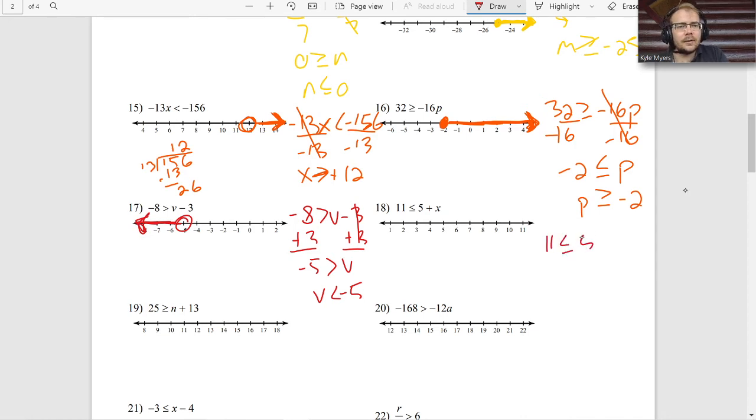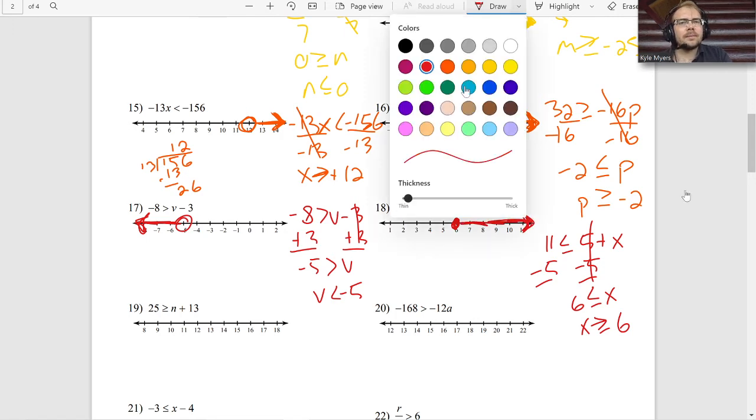11 less than or equal to 5 plus x. Subtract 5 on both sides. X is right there, and that would be 6, and then I need to flip it around again. So x is greater than or equal to positive 6. Positive 6 and greater. Okay.